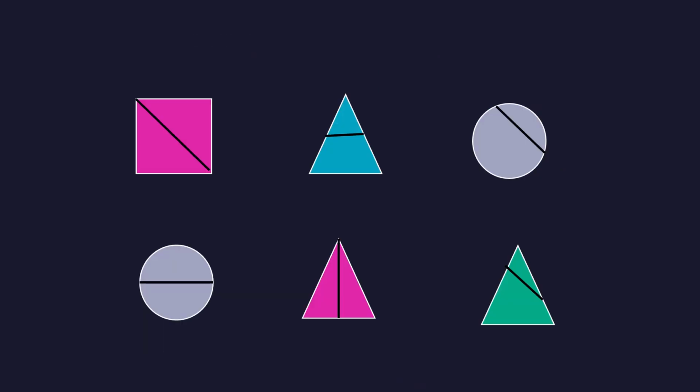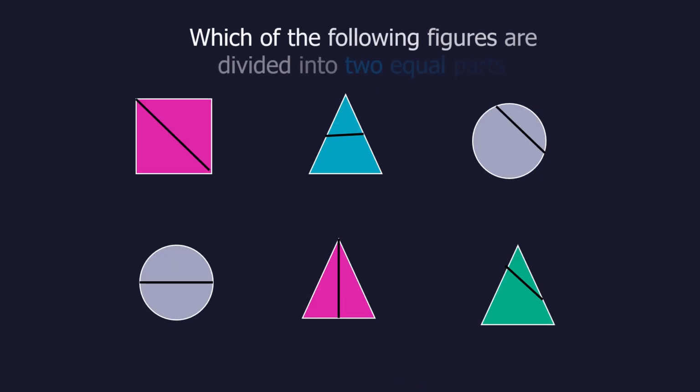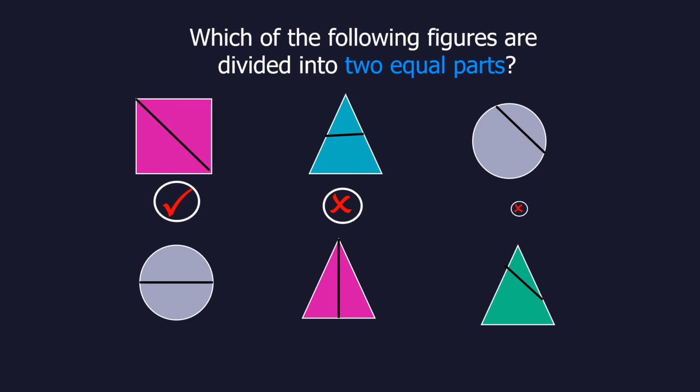So, in this picture, which of the following figures are divided into two equal parts? First one? Yes. Second one? No. Third one? No. Fourth one? Yes. Fifth one? Yes. It is divided equally. The last one? No. So, three figures are divided equally and three figures are not divided equally.